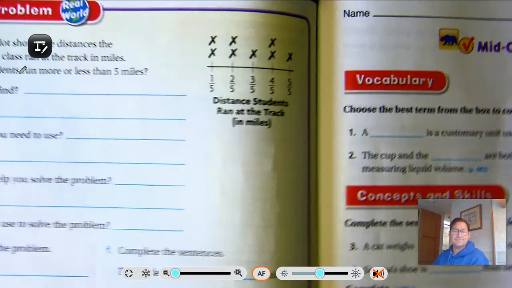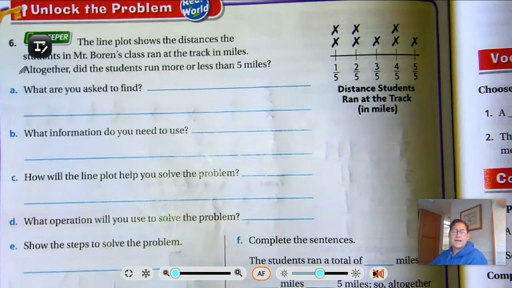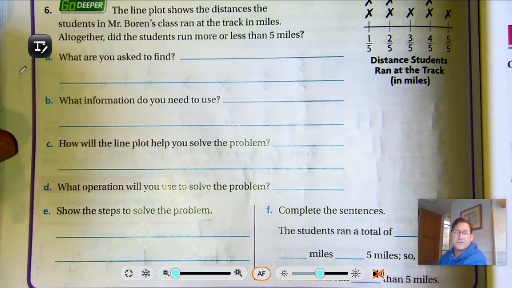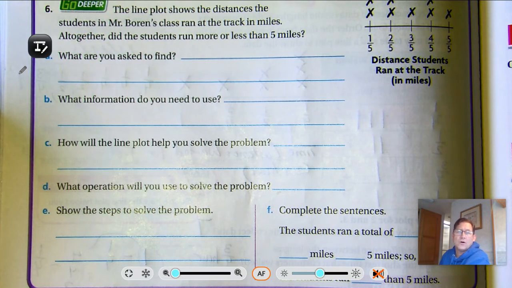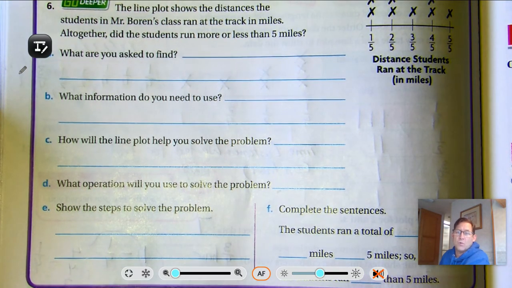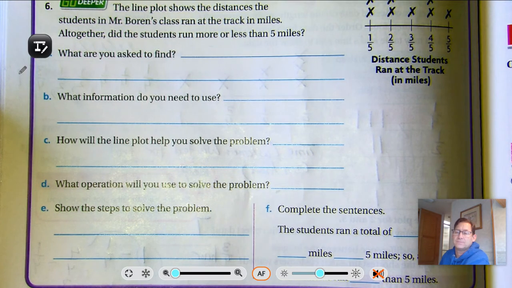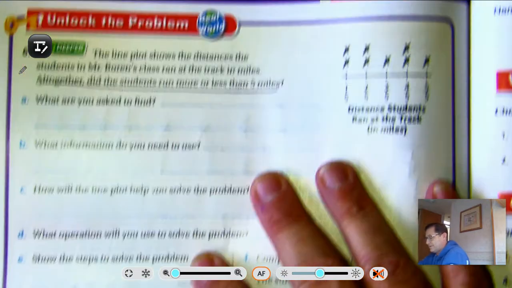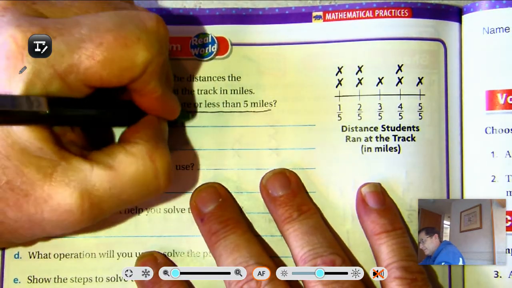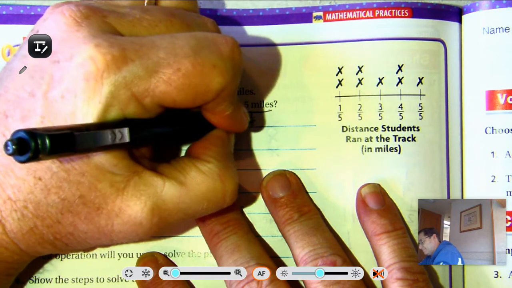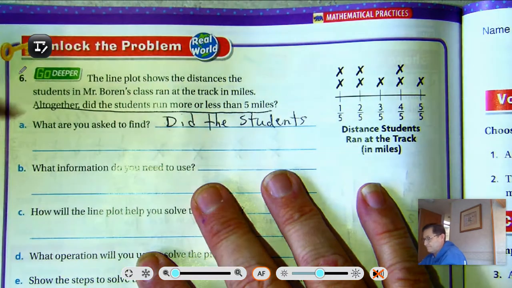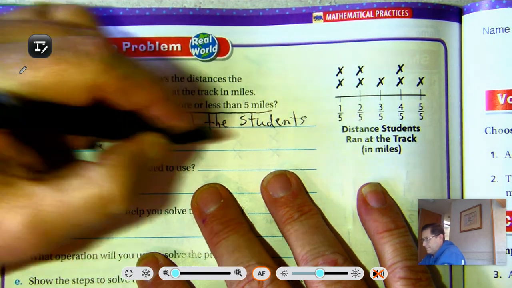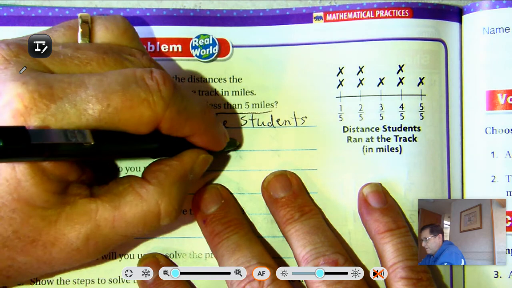Okay, page 490. The line plot shows the distances the students in Mr. Boren's class ran at the track in miles. Altogether, did the students run more or less than 5 miles? Okay. What are you asked to find? Did the students run more or less than 5 miles?